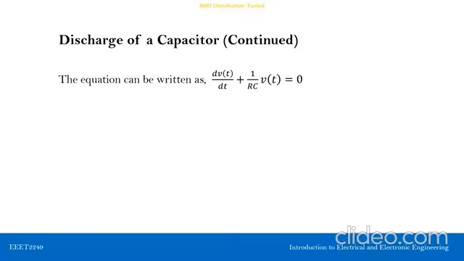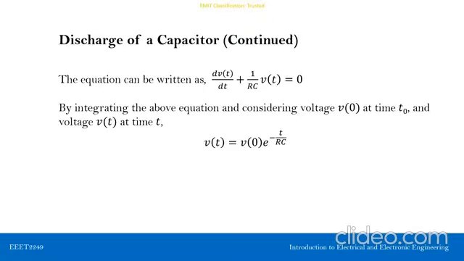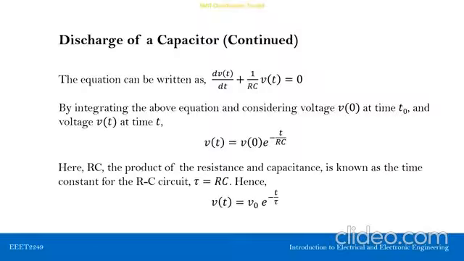Now the equation can be written as dV/dt + (1/RC)V(t) = 0. By integrating the above equation and considering voltage V0 at time t0 and voltage V(t) at time t, we will get V(t) = V0 e^(-t/RC).